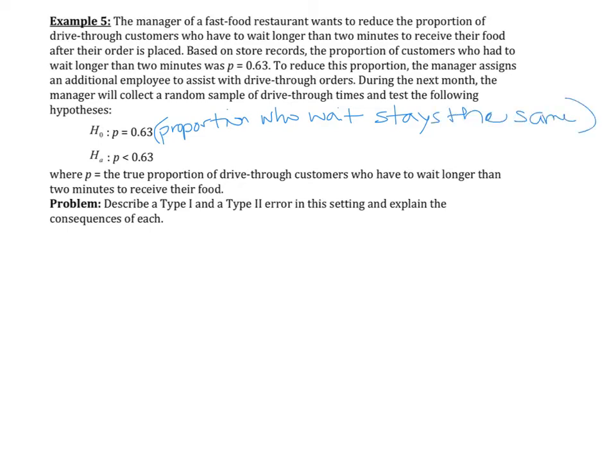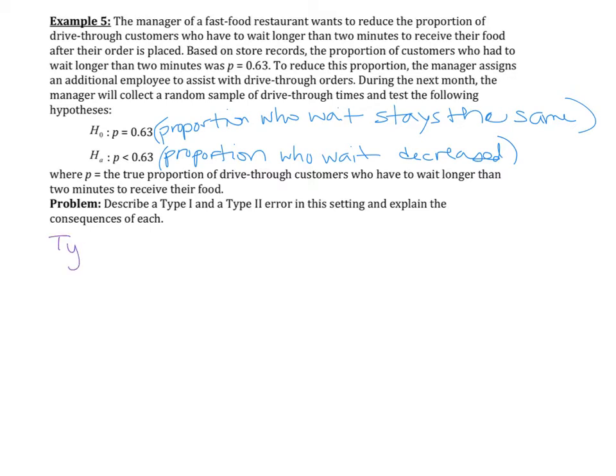And this is after the new employee has been hired. The alternative is that after this new employee has been hired, the proportion decreases. You find out then that if you had the alternative being true, that would mean that the proportion has decreased. So in this case, the manager is hoping that the alternative is true. So let's go through what a type 1 and a type 2 error would be.